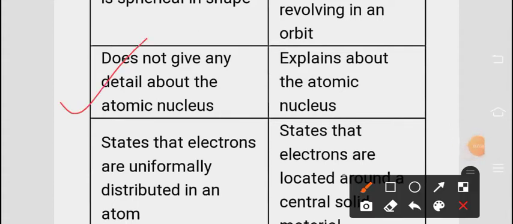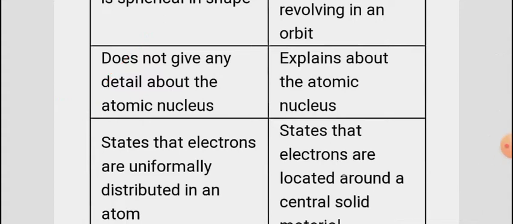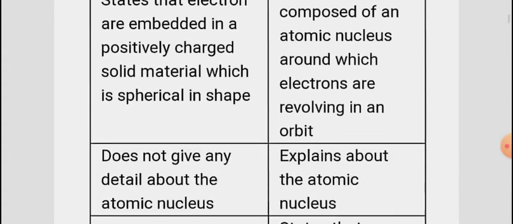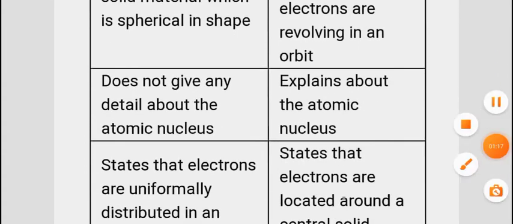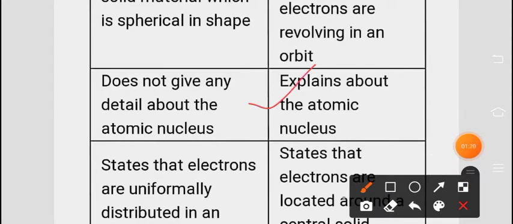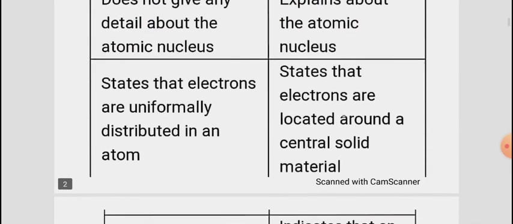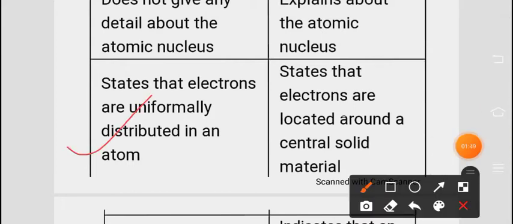Thomson's model does not give any detail about the atomic nucleus, and Rutherford explains about the atomic nucleus. Here there is no detail about the nucleus in Thomson's model, and for Rutherford the explanation of the atomic nucleus is there. Thomson states that electrons are uniformly distributed in an atom. Rutherford states that electrons are located around a central solid material.